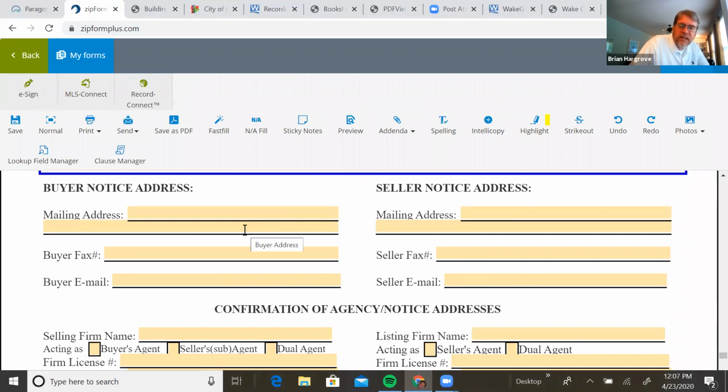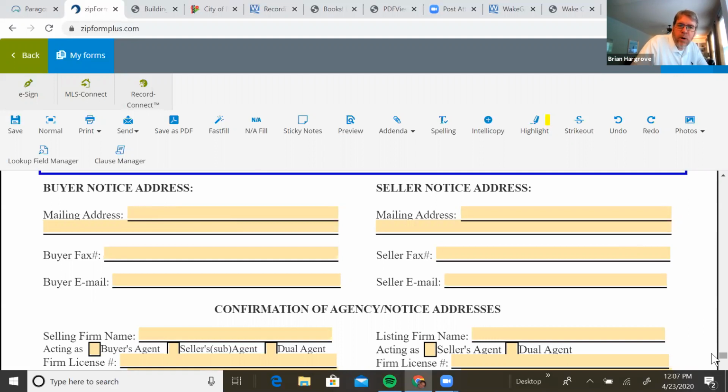In the contract, the language says that whatever you put in these spots for buyer and seller notice is how you can communicate with the other side. So it's very important when you fill out this offer to purchase that you only fill out ways that you want the other side to communicate with you. Because anything you put on here, you're saying it's fair game.